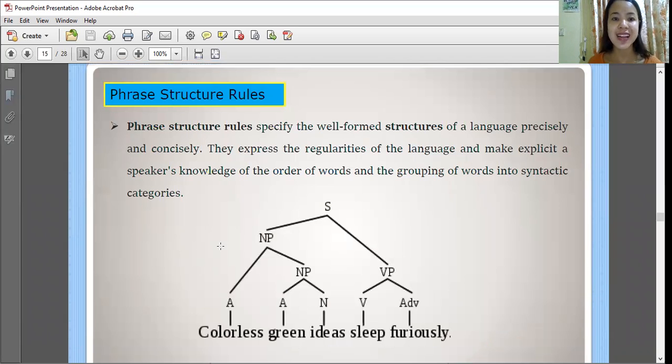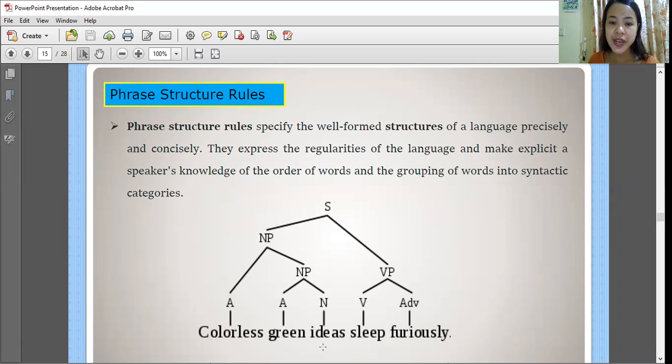And here, a phrase structure rule. Phrase structure rules specify the well-formed structures of the language specifically and concisely. They express the regularities of the language and make a complete set of the speaker's language of the order of words and the grouping of the words into syntactic categories.